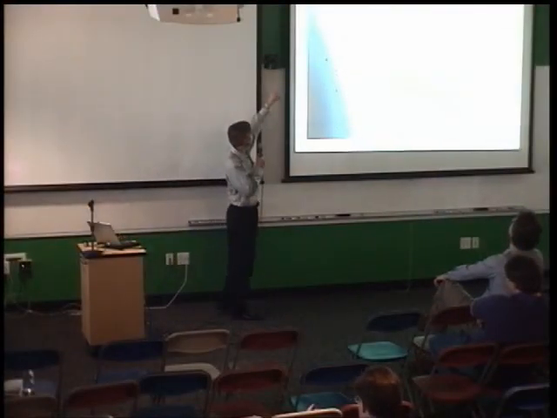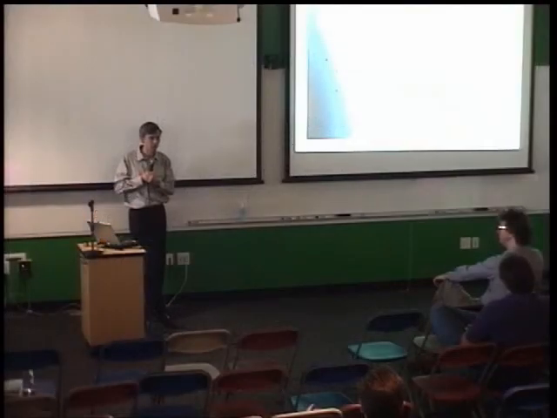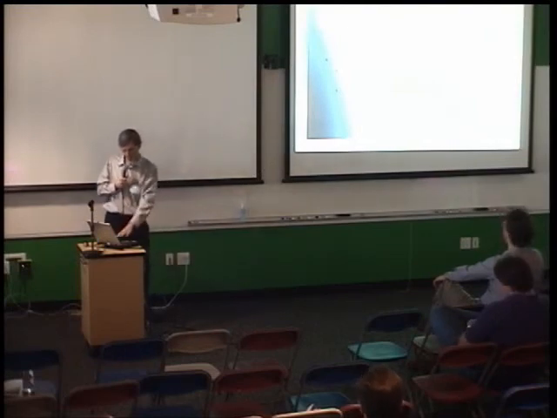Okay, in the initialization step, we start off by extracting the bug fixes. We go through the revision history and we get the bug fixes. We then extract these fix-inducing changes by working backwards. And then we do this preload step in the bug cache. Right now we just do something simple: the files or entities with the largest number of lines of code. We say, well, if it has a lot of lines of code in it, then it's immediately suspicious. And it's surprisingly effective. Even after running through our entire analysis for the Apache 1.3 project, one of the ones we looked at, lines of code ended up predicting 18% of the ones that ended up in the cache at the end of the day.